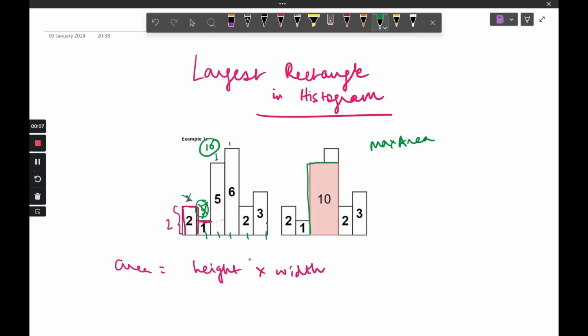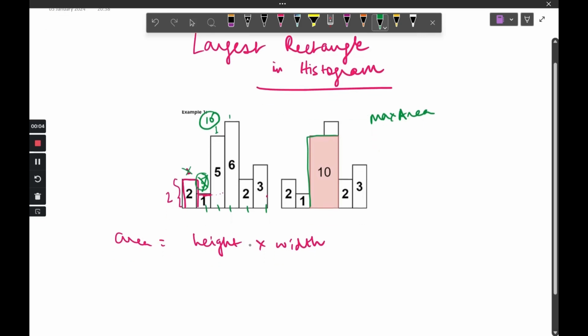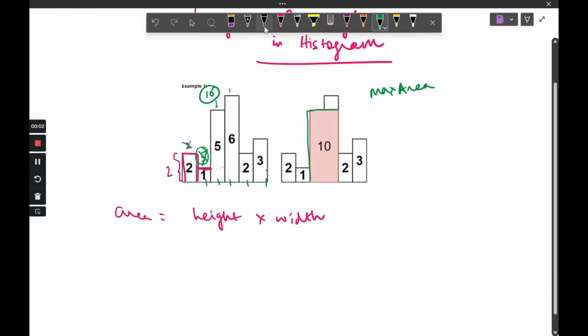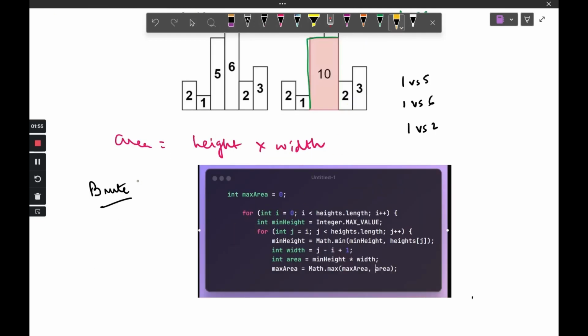So what is a brute force way? If I have to implement this in the form of a code, how will I do this? The brute force way of solving this will be, now this is the brute force code that we have. Now understanding this is important. If you don't understand the brute force code, you will not be able to optimize the solution. So what is this? We have outer for loop, we have inner for loop. We are initializing min height at the start of every loop to be max value.